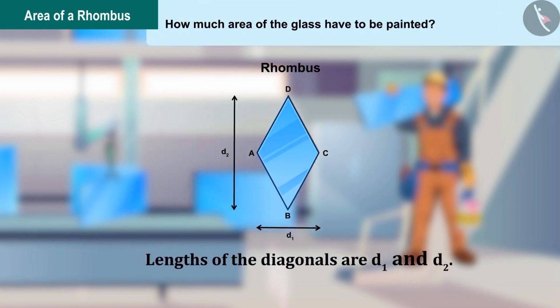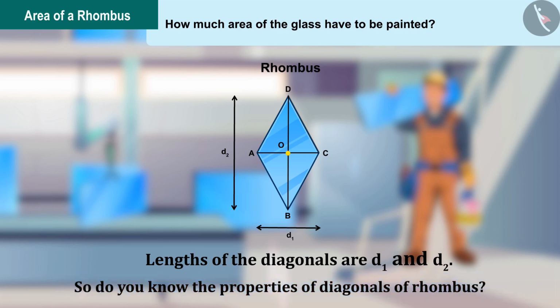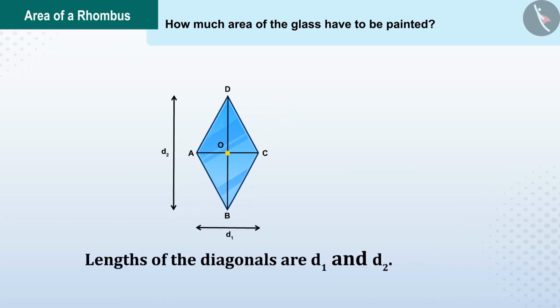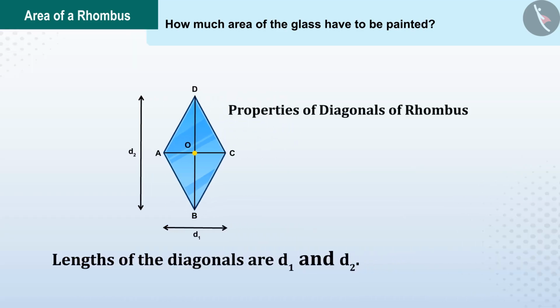Kamlesh joined point C with A and point B with D and called its intersection point O, through which the diagonals AC and BD are passing. So do you know the properties of diagonals of a rhombus? Perfect. Diagonals AC and BD bisect each other perpendicularly.